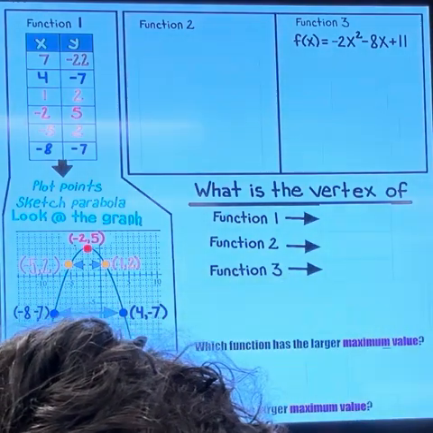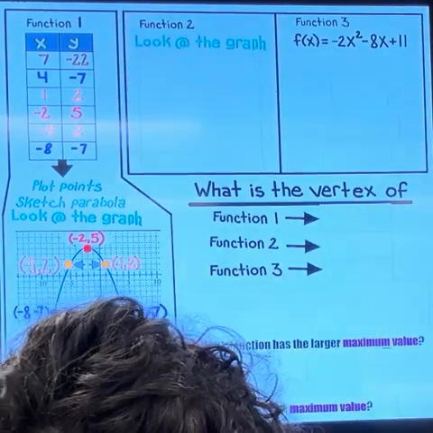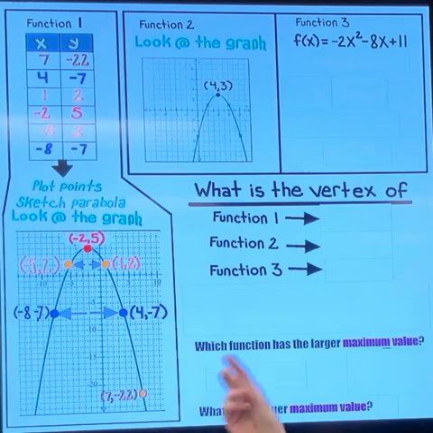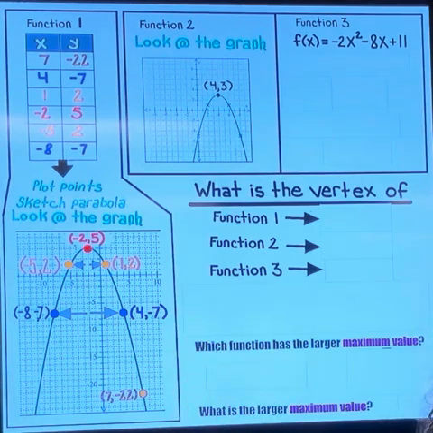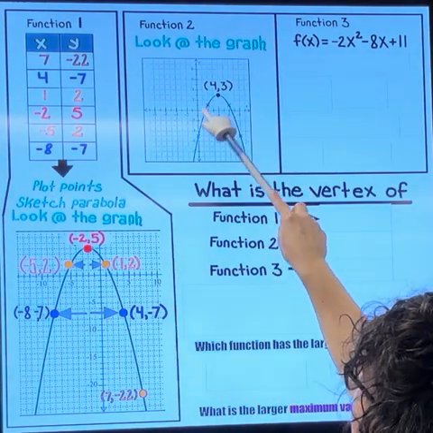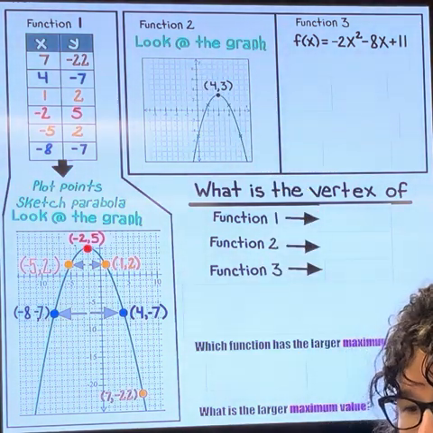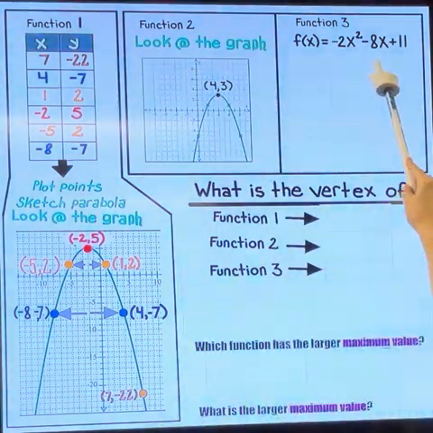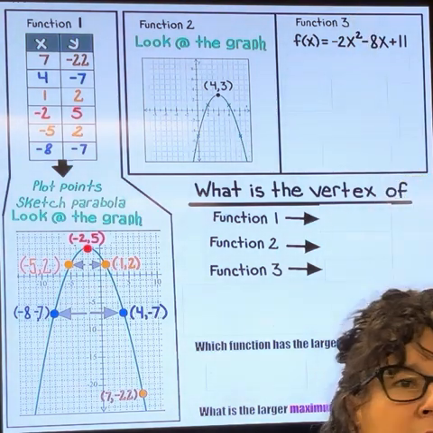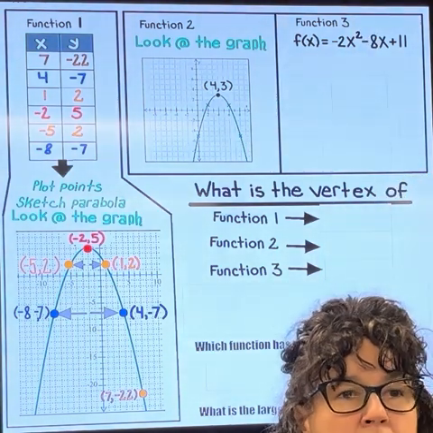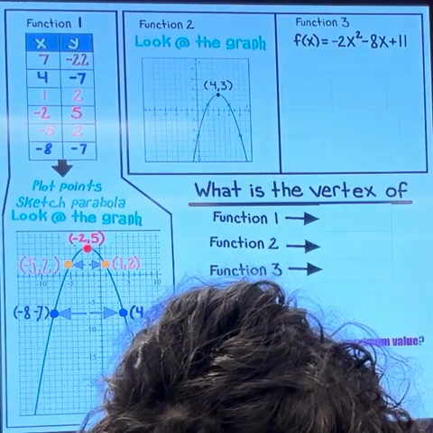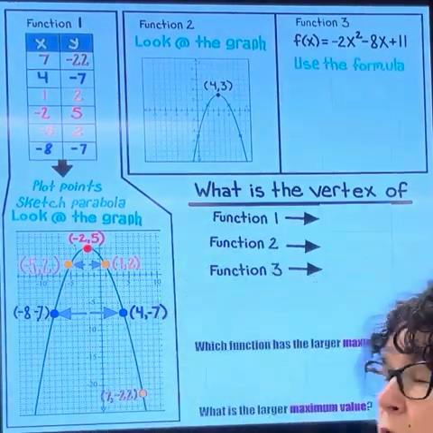Okay, function 2, there's just a picture of the graph. So this one's just quick. You're like, oh, where's the vertex? It's right there. It happens to be right 4, up 3, and I've got my vertex for my second function. The third function, you have the equation of the parabola. So to find the vertex, you want to use the formula.